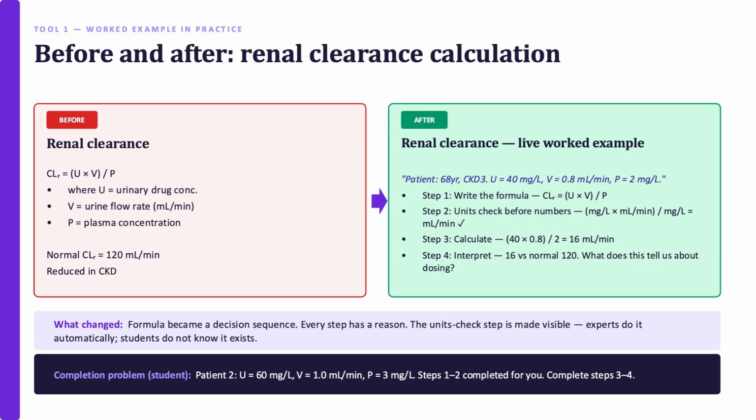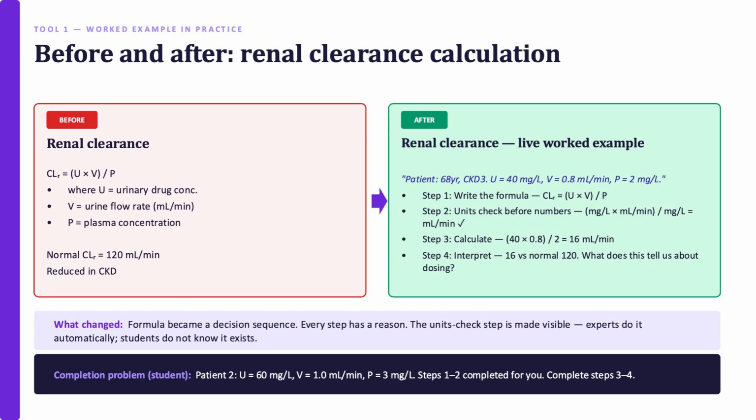Previously, we often presented the renal clearance formula directly. CL equals U times V divided by P, where U is urinary drug concentration, V is urine flow rate, and P is plasma concentration. We noted that a normal CL is around 120 milliliters per minute, which is typically reduced in chronic kidney disease. The after approach transforms this into a structured, live worked example.